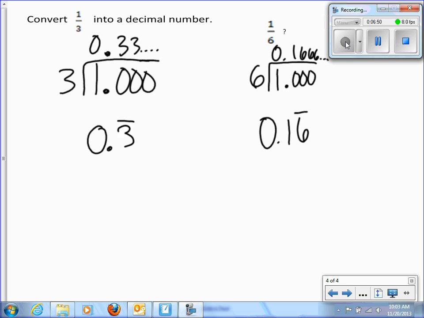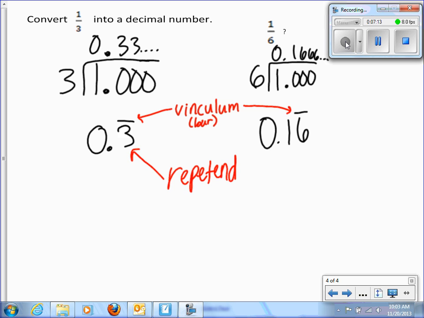Now, let me give you some vocabulary. The little bar that you see here is called a vinculum. The bar is called a vinculum. It indicates that we have a repeating decimal. The part that's actually repeating is called the repetend. Repetend. So the 3 here is the part that's repeating. The 6 here is the part that's repeating. So the 6 is the repetend in 0.16 repeating.